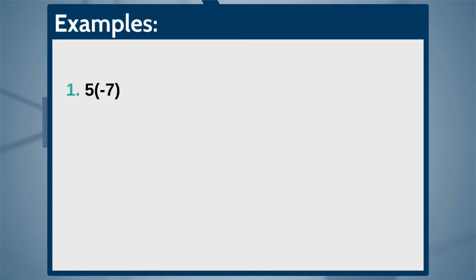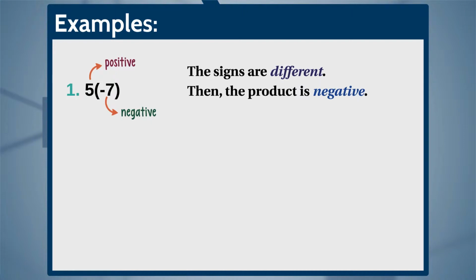For number 1, find 5 times negative 7. Start by identifying the signs. 5 is positive, while negative 7 is negative. The signs are different. According to the rule, the product of two integers with different signs is always negative, so the product is negative. Thus, 5 times negative 7 equals negative 35.